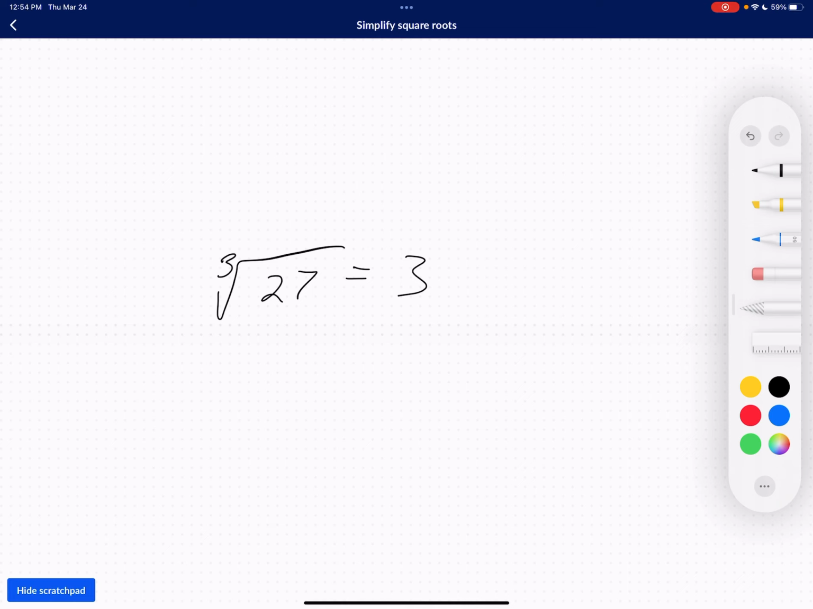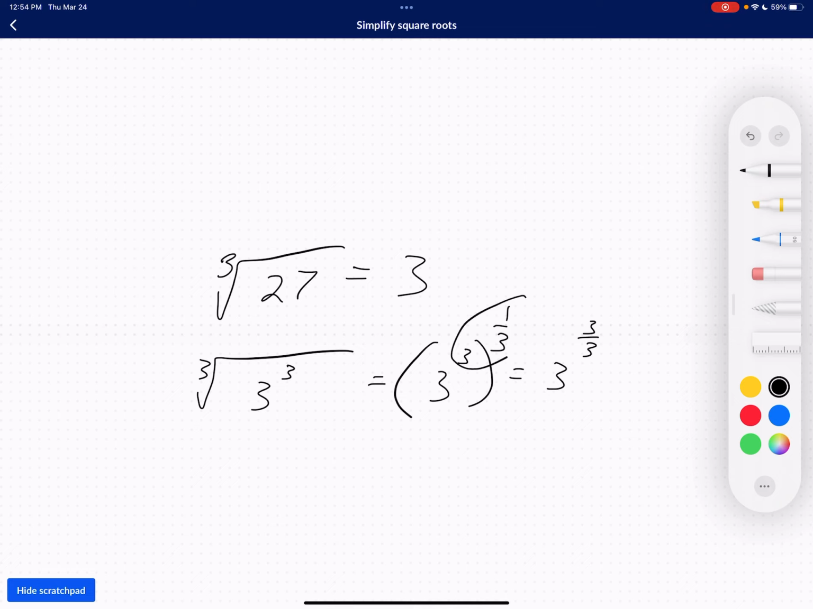Same thing here. I'm going to show you a couple of ways to do this. So this is the cube root of 27. 27 is 3 cubed. You can either write it as a fractional power, like I'm going to do. You can write it as 3 cubed to the 1/3 to get 3 to the 3 over 3. When you do 3 times 1/3, when you raise a power to a power, you multiply the powers. That's 3 to the 1, which is just 3. That's how you can get your answer.